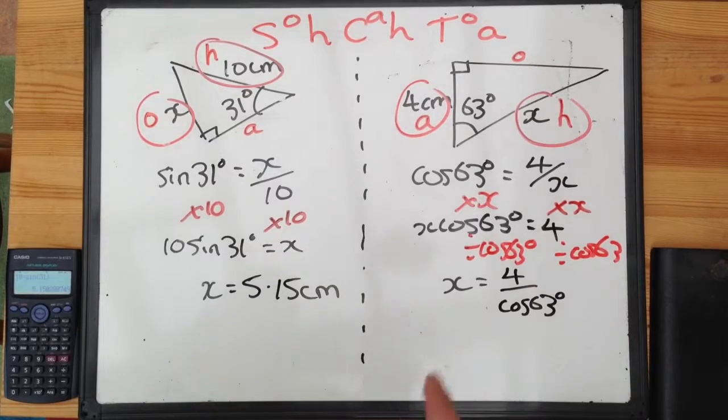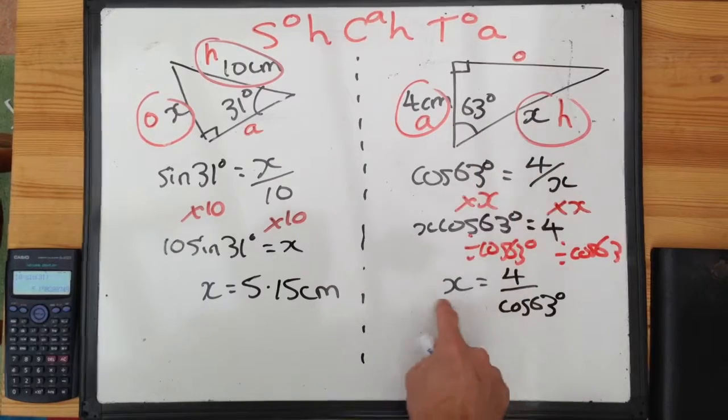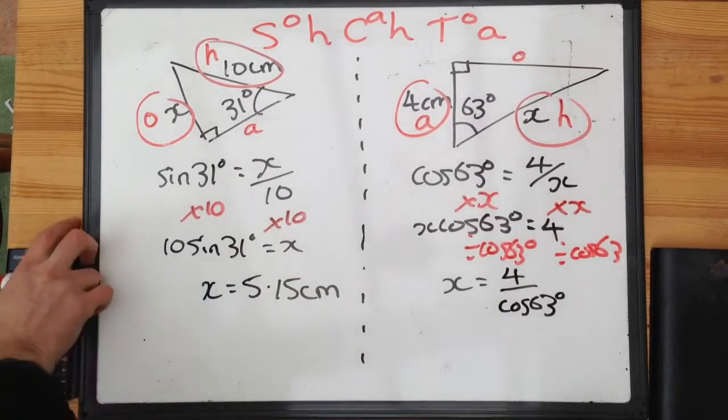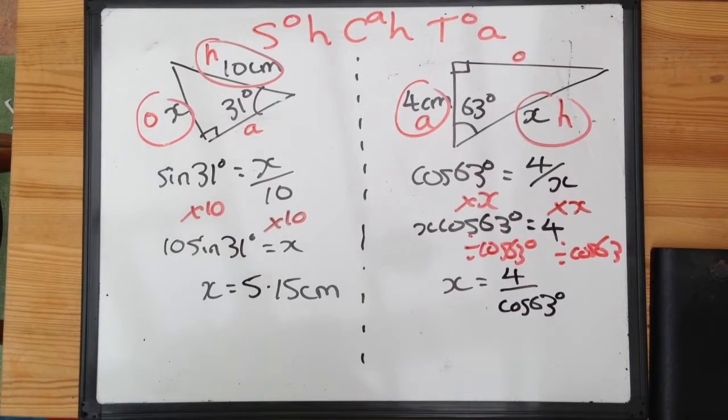Now if you look at what this line is to what this line is, all that's really happened is that these two things are swapped over. X comes up, cos 63 goes to the bottom of the fraction. So that's one way to remember what you're doing. Then it's just a case of evaluation.